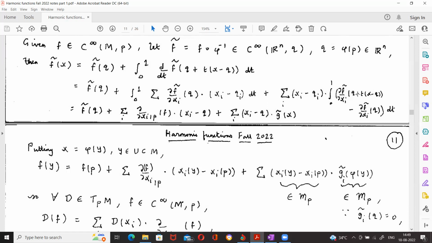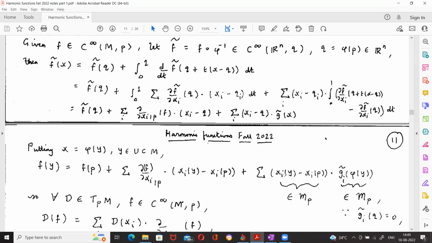Now notice this function of x vanishes when x is equal to q, right? If x is equal to q, this term becomes 0. I just get del f tilde del xi of q minus del f tilde del xi of q. This integral is 0 when x is equal to q. So therefore, this gi tilde of phi of y will vanish at p.